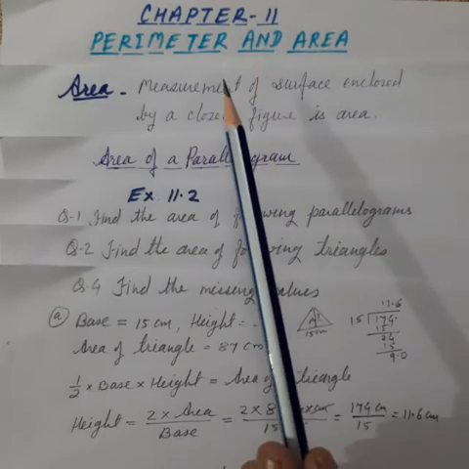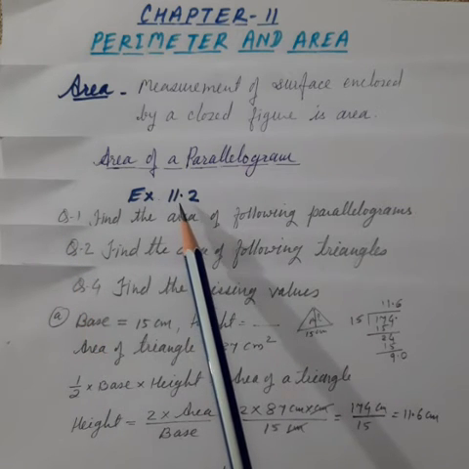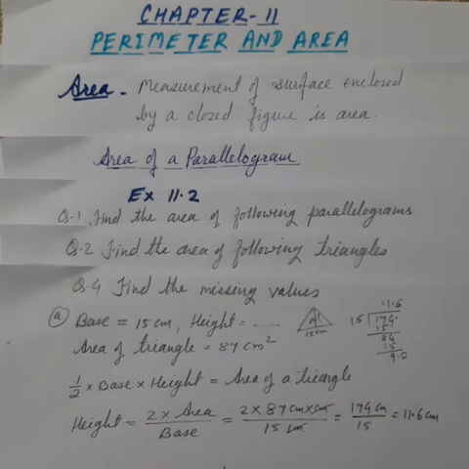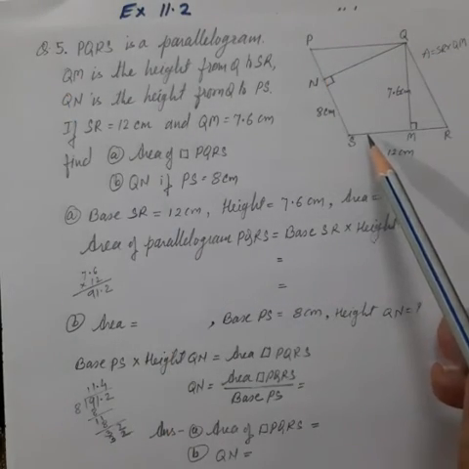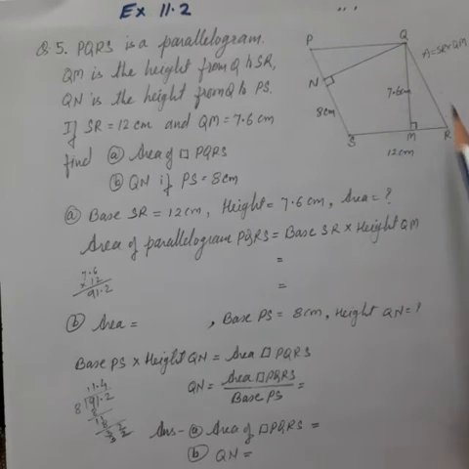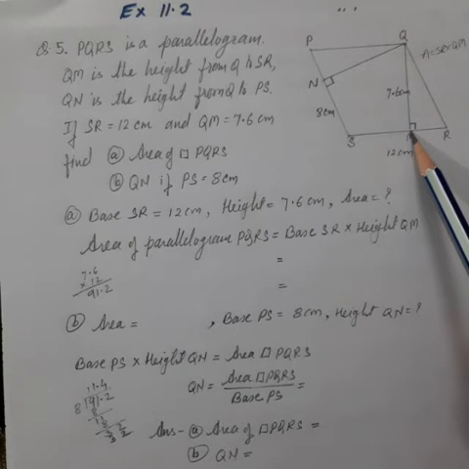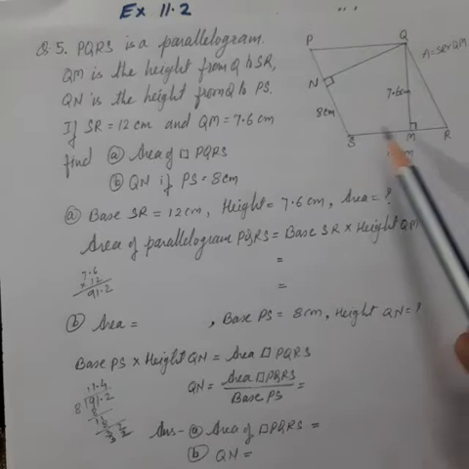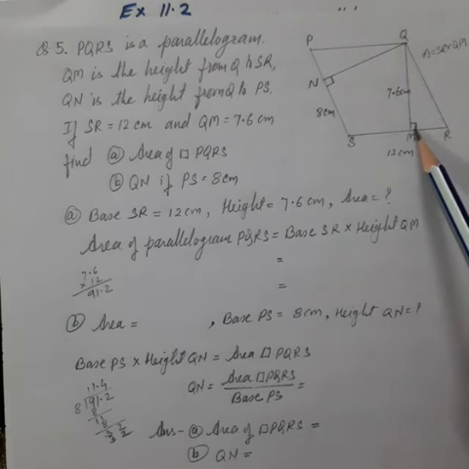In chapter 11, perimeter and area, we completed question 1 to question 4 of exercise 11.2 in the previous class. Question 5. PQRS is a parallelogram and we know that the area of a parallelogram is base into height. If we consider side SR as the base, we have to consider QM as the height because QM is perpendicular on this base SR. Product of base into height, we will get the area of this parallelogram.